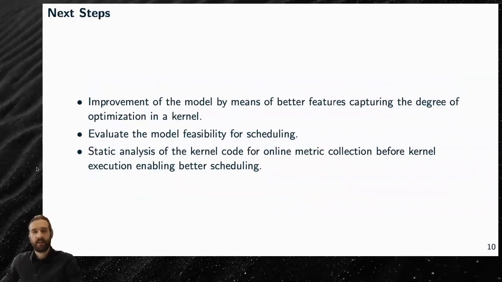Now, let's see what the next steps could be. We could have more features that capture the degree of optimization in the kernel. We also want to evaluate the model for actually scheduling and see how it performs. And the last point is that we want to have a static analysis of the kernel code for online metric collection. This would enable us to compute the features before executing the kernel in some cases and making the prediction without ever executing the kernel, which would also improve scheduling capabilities.